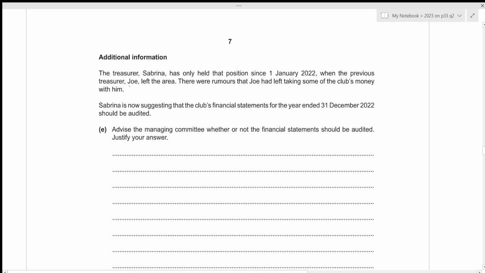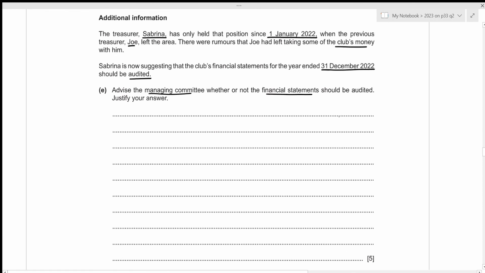Now we have additional information. The treasurer, Sabrina, has only held that position since 1st January 2022, which is the opening date. When the previous treasurer, Joe, left the area, there were rumors that Joe had left taking some of the club's money with him. Sabrina is now suggesting that the club's financial statements for the year ended 31st December 2022 should be audited. We need to advise the managing committee whether or not the financial statements should be audited. We need to justify our answer. This is 5 marks. We need to have 2 points against this auditing, 2 points for auditing, and then a final decision.